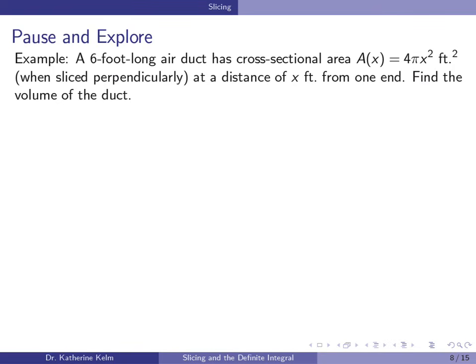We have a 6-foot long air duct, and the only thing we know about it is that it has cross-sectional area A of x equals 4 pi x squared square feet when sliced perpendicularly at a distance of x feet from one end. Find the volume of the duct. Pause the video and come back when you're ready.